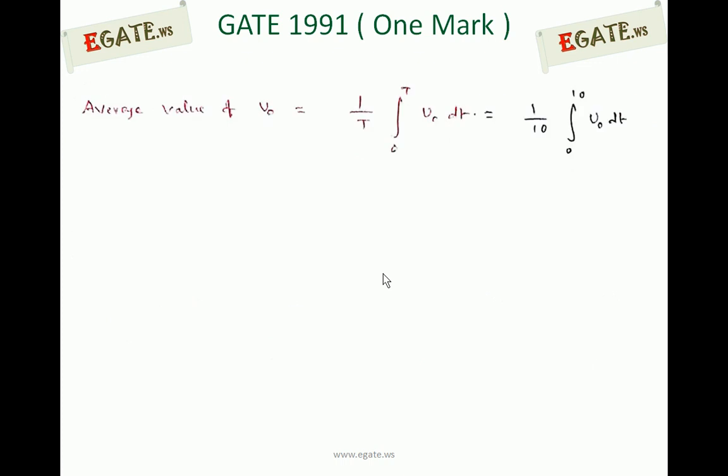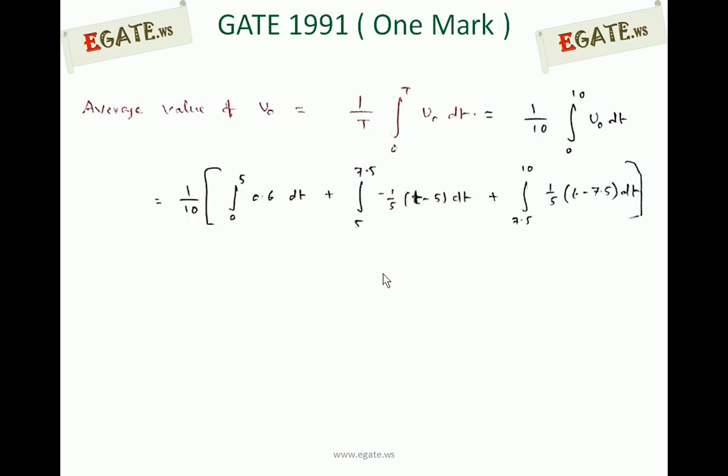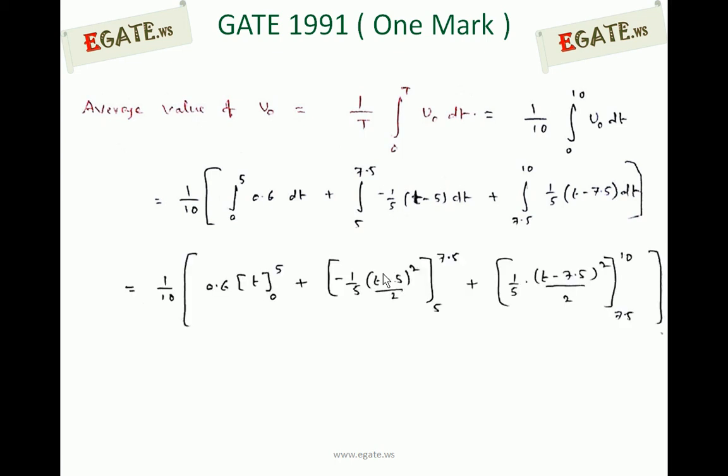Inserting those 3 segments, the equation is 1 by 10 times: integral 0 to 5 of 0.6 dt, plus 5 to 7.5 of the negative going slope, minus 1 by 5 into (t minus 5), plus 7.5 to 10 of the positive going straight line, 1 by 5 into (t minus 7.5). Solve this equation. The integration of a constant is t, and the integration of t is t square by 2, and again t integration is t square by 2.